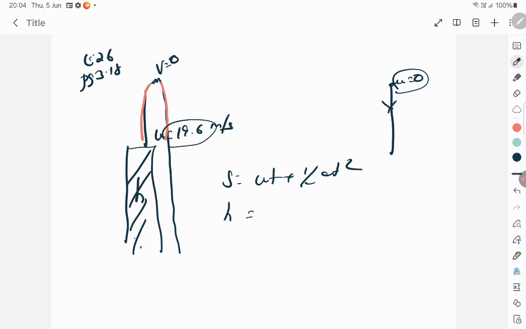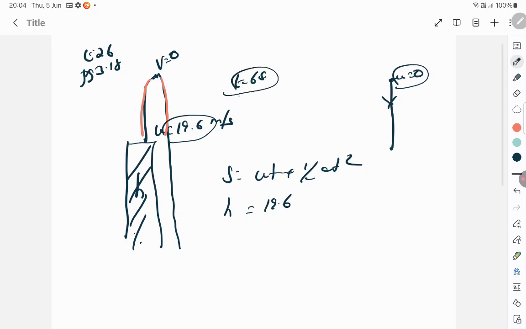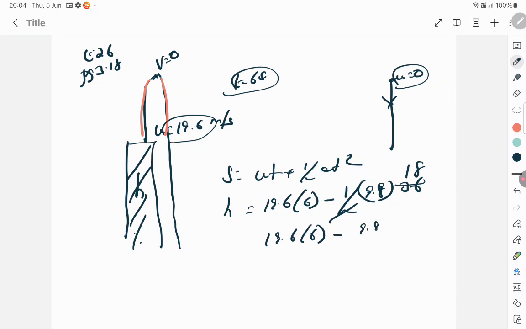u is the initial velocity given, which is 19.6. Time, if you know the total time, have they given the total time? They've given that the time taken totally is 6 seconds for it to go up and come down to the ground. So it's 6 minus half, because gravity is negative 9.8. t square is 6 square, which is 36. When you cancel this, you get 18. And you know that this is 19.6 into total time 6, minus 9.8 into 2 is 19.6 again into 9.